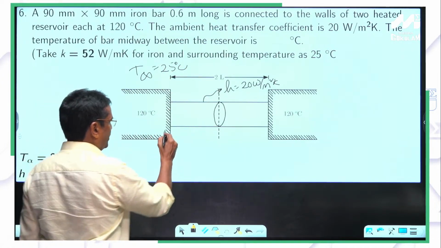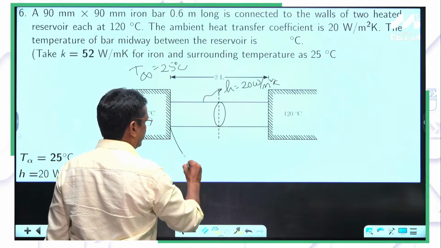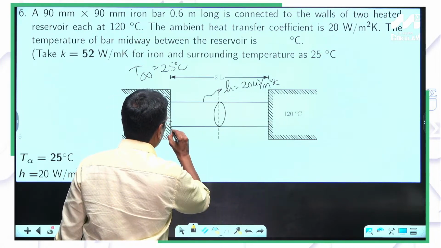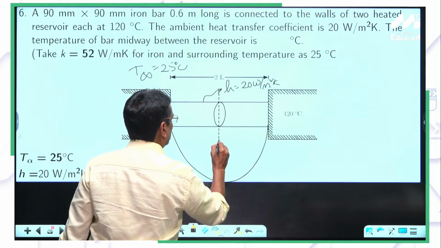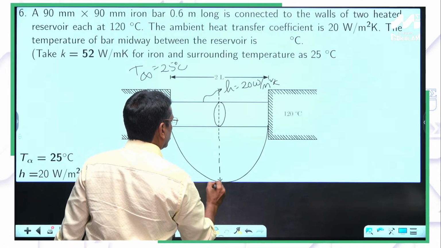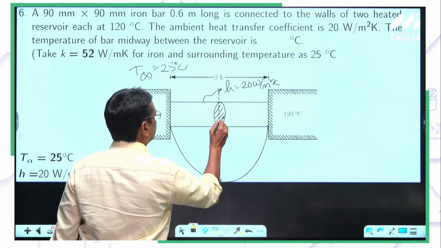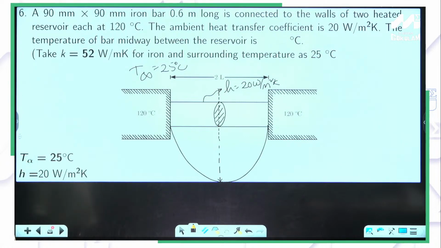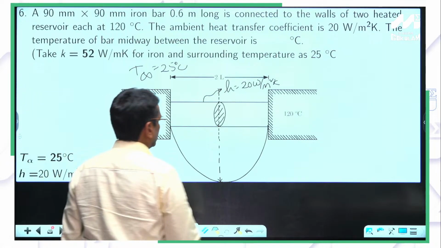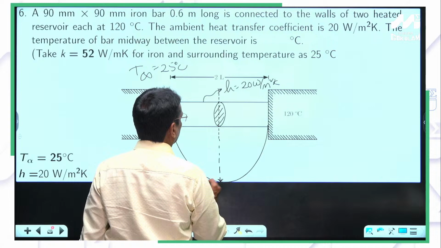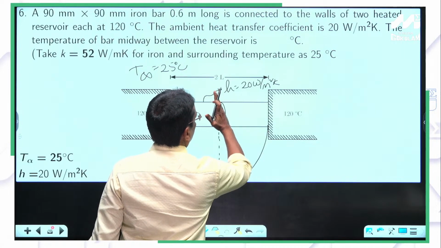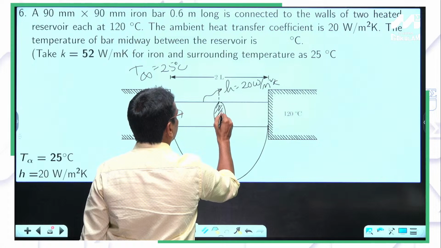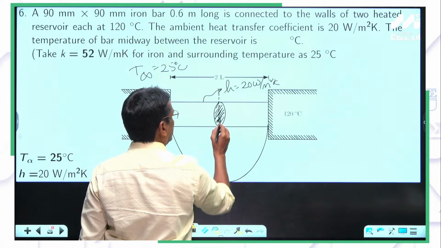So from the symmetry, I could easily say that this is the temperature profile. The minimum temperature will be seen at the midway between. So we need to calculate what is this temperature. If we just cut this portion and remove this, we can think of this as insulated. It can be considered as the insulated case.